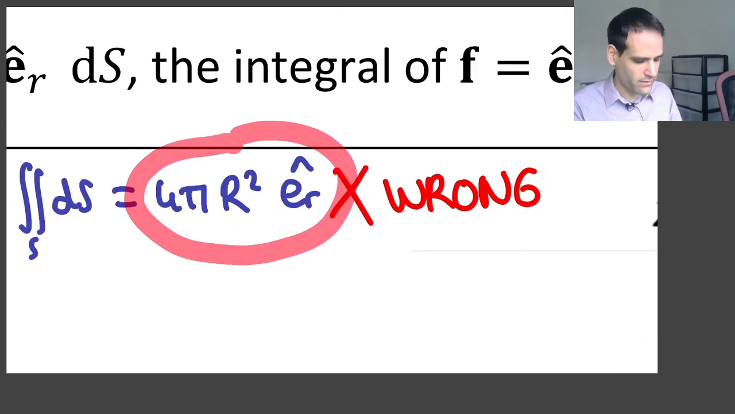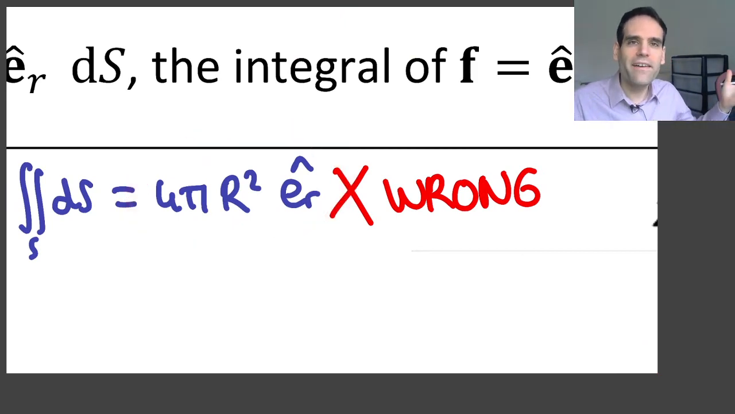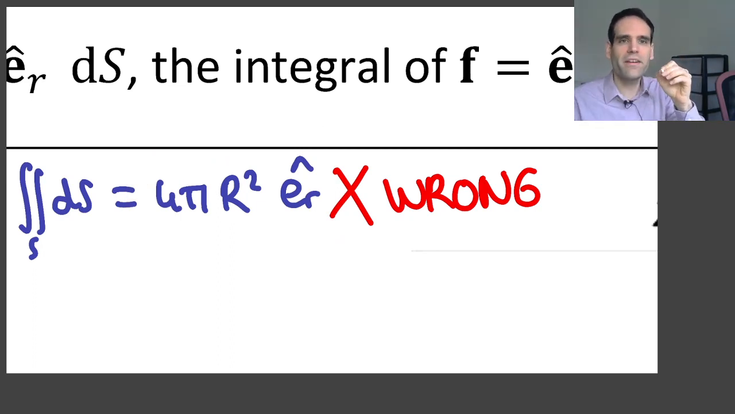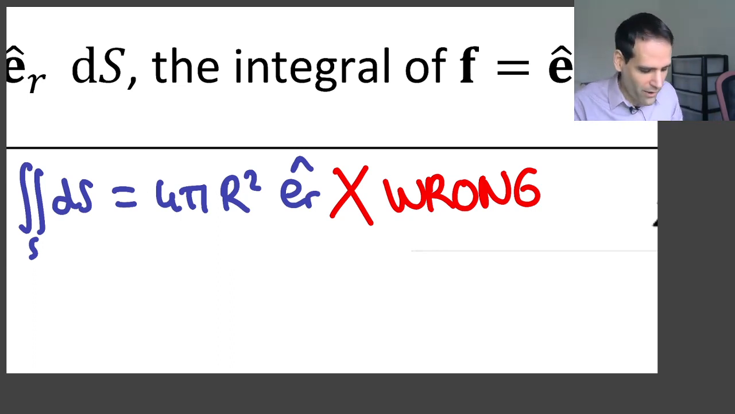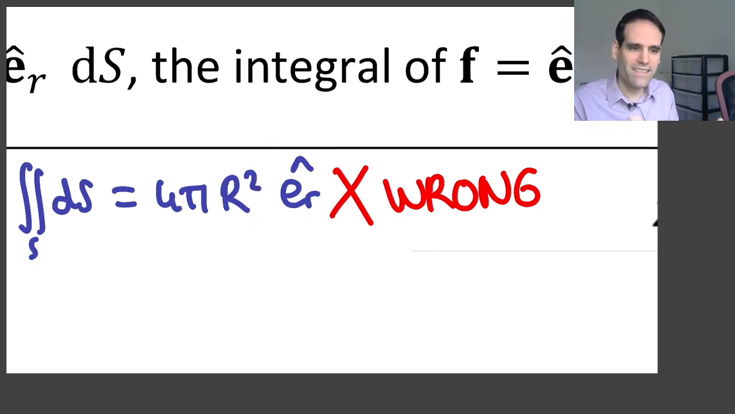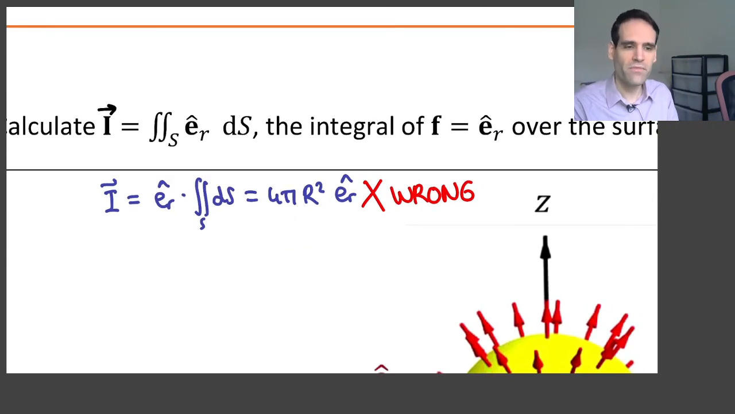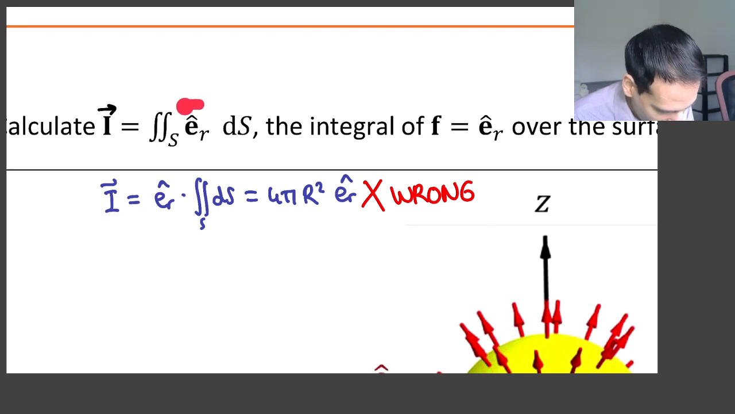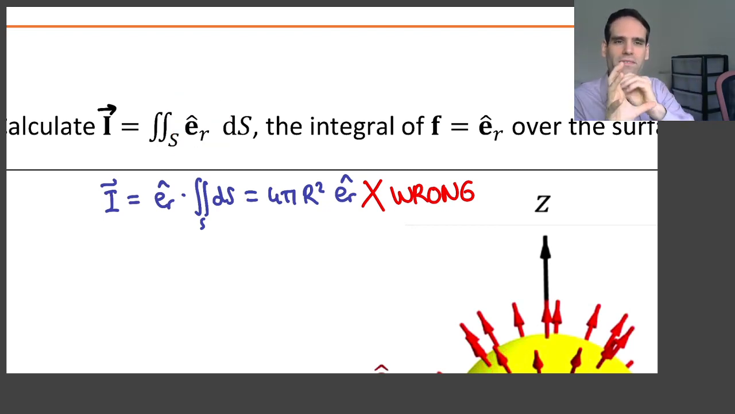4 pi r squared in the direction e_r. What is the direction e_r? If I don't specify a location, I cannot specify a direction e_r. Remember, e_r is always pointing away from the origin. But where are we placing this vector e_r to point away from the origin? This answer doesn't make sense. Okay? And the reason is that we have to split into x hat, y hat, and z hat before doing the integral, because e_r depends on where we are along the surface of the sphere. So we cannot take e_r outside of the integral.